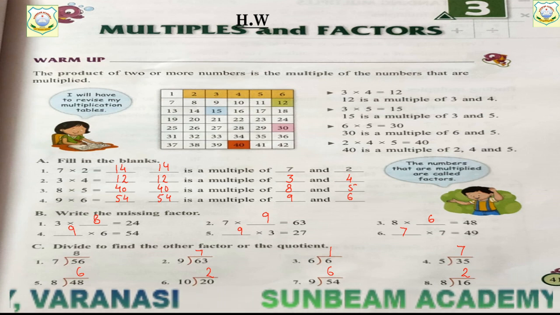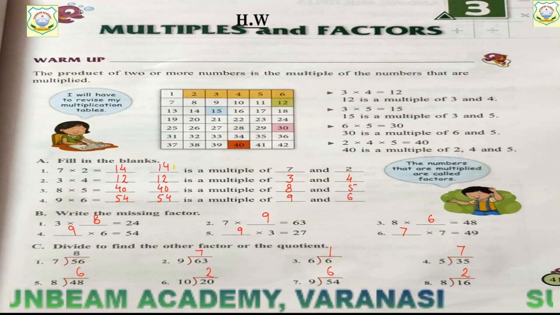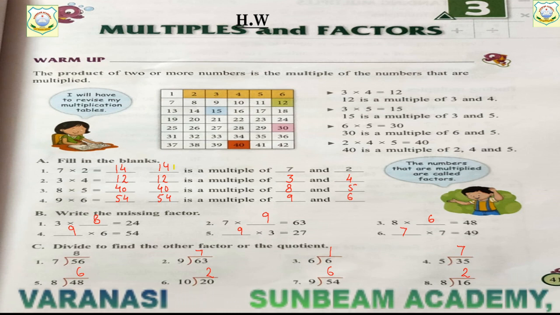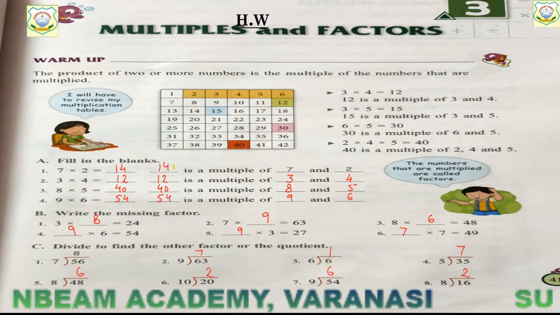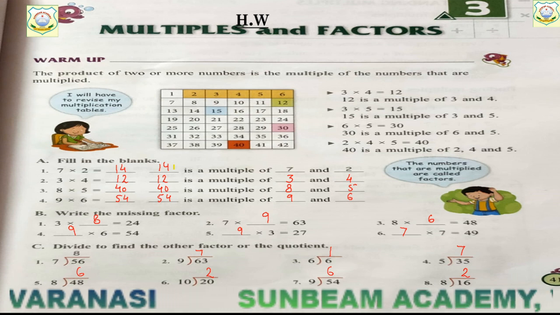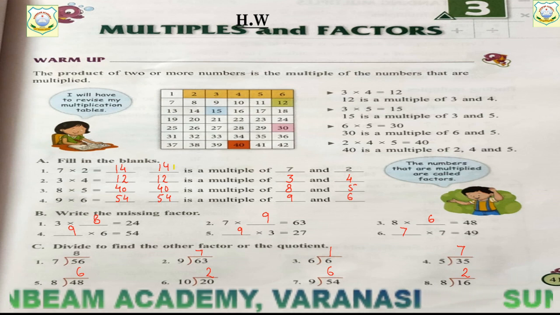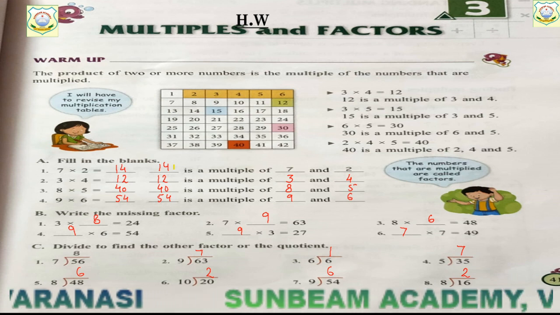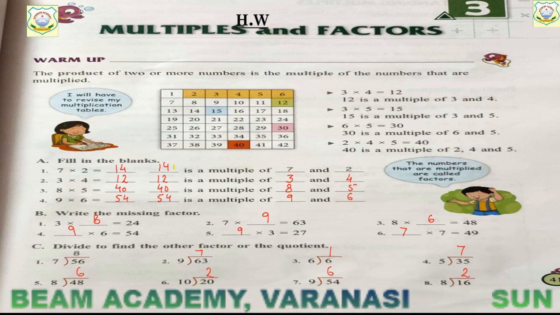7 multiplied by 2 is equal to 14. So 14 is a multiple of 7 and 2. Now second, 3 multiplied by 4 is equal to 12. So 12 is a multiple of 3 and 4. Got it? Next, 8 multiplied by 5 is 40. So you will write there 40, and 40 is a multiple of 8 and 5. Next is 9 multiplied by 6 is equal to 54. So 54 is a multiple of 9 and 6.